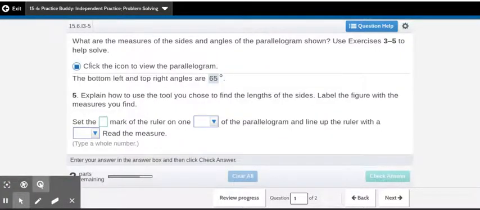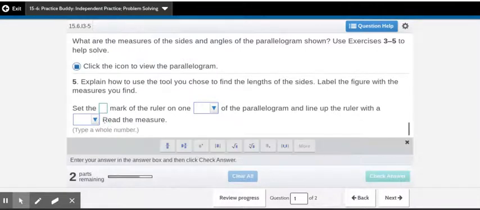Moving on to the next part, it says explain how to use the tool you chose to find the lengths of the sides. Label the figure with the measures you find. Now, measuring sides, we remember from 3rd grade and 2nd grade possibly that we use rulers to measure the sides. Anytime we measure a side, when we're using that ruler, we set the zero mark of the ruler on one corner of the parallelogram and line up the ruler with a side. Then read the measure. Anytime I use a ruler, I have to make sure I start at 0.